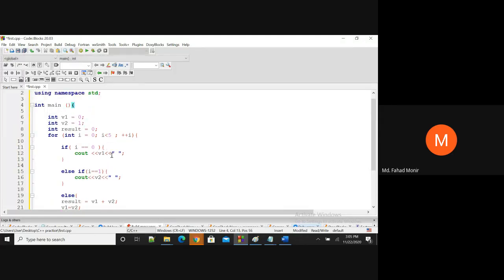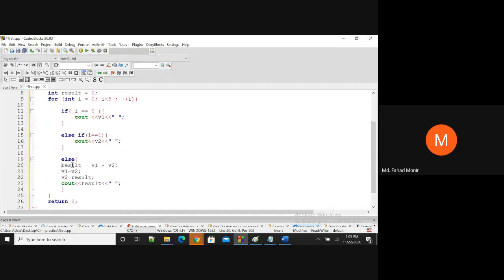Here we are having the v1 and v2. So here the result equal to what?